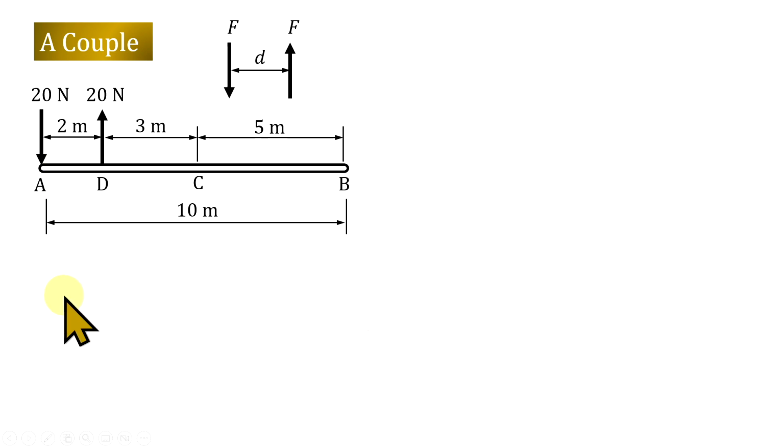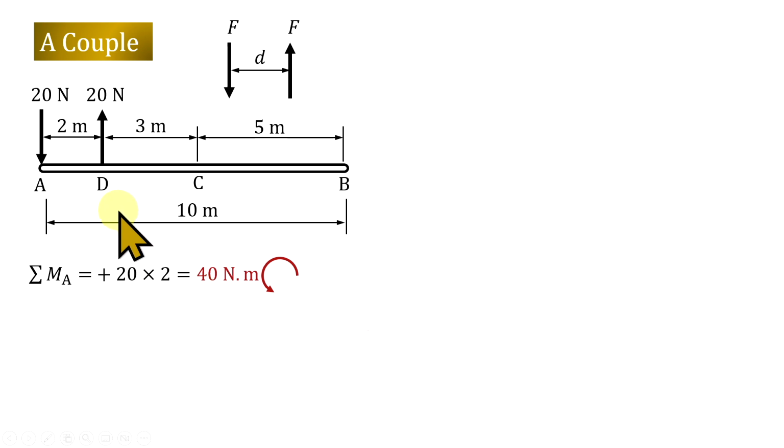So let's check it. Let's find sum of moments of these two forces about point A. So sigma MA. So vertical force into horizontal distance. So moment of this vertical 20 Newton force about point A is 0. And moment of this vertical force into its horizontal distance, that is 20 into 2, moment center is A. So tilt this arrowhead on moment center side and with that direction anti-clockwise.